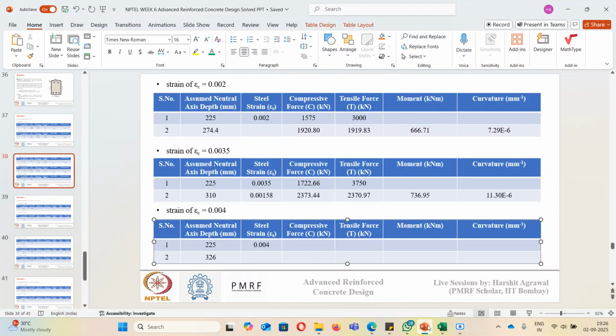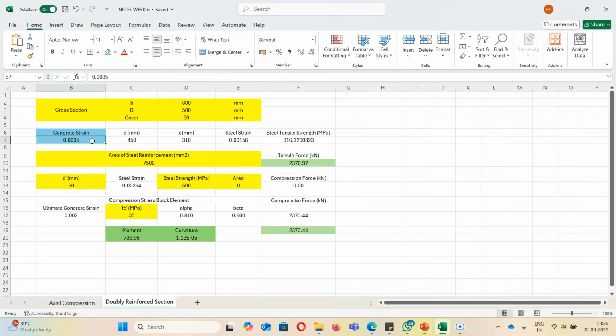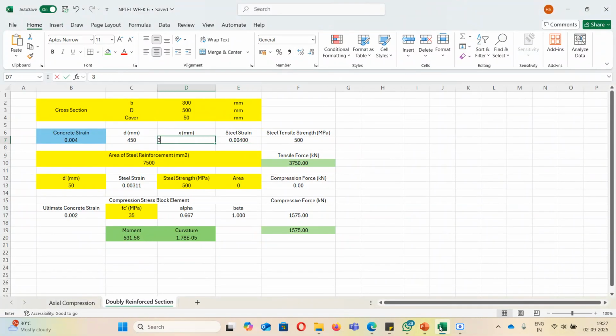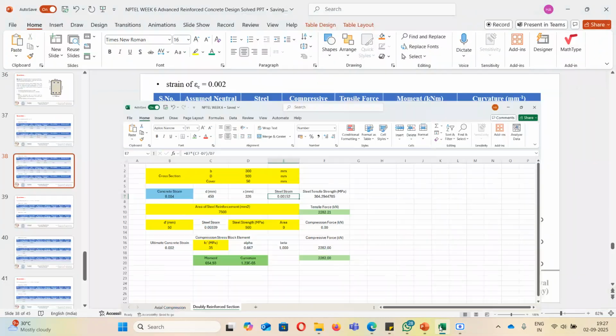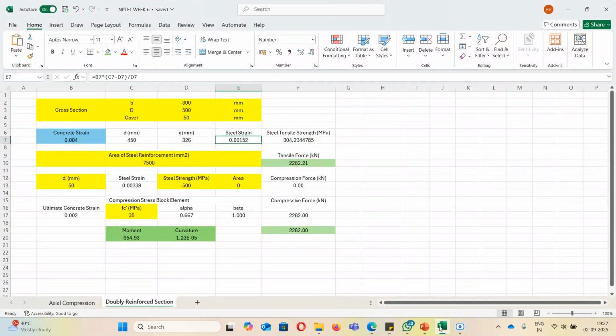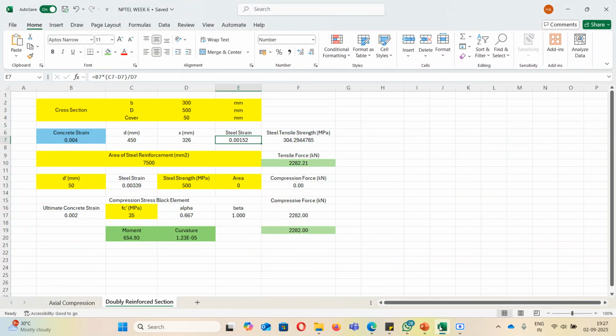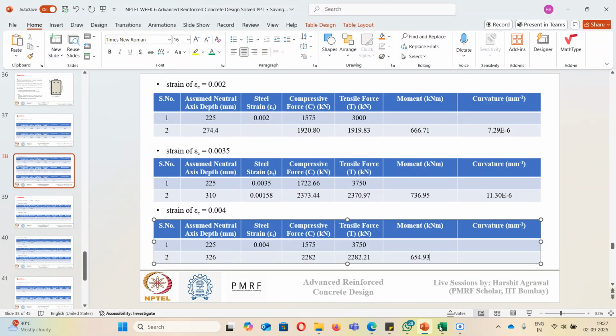Now suppose I increase the strain in concrete further, to 0.004. Assuming the depth of neutral axis is 225, I will get compression force 1575, tension force 3750. So I need to increase the depth of neutral axis. I will change it to 326. You will get compression force 2282, tension force 2282.21. They are almost equal, so we can take the moment of resistance. So it is 654.93 and curvature is 12.30 E minus 6.